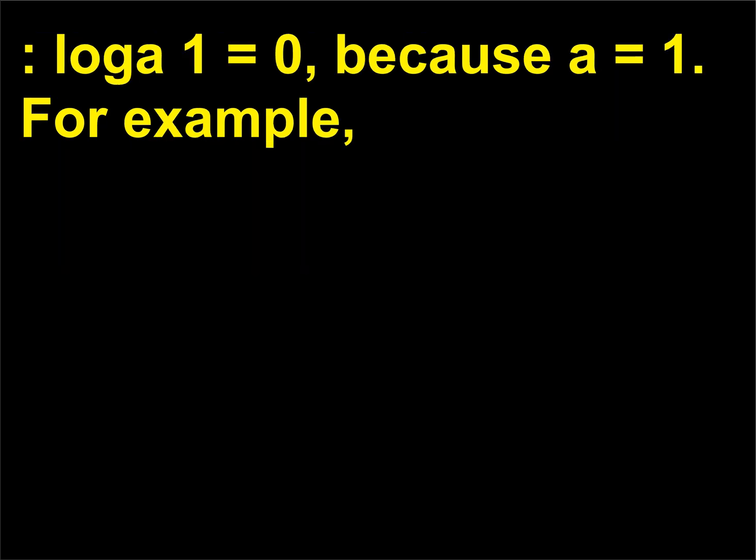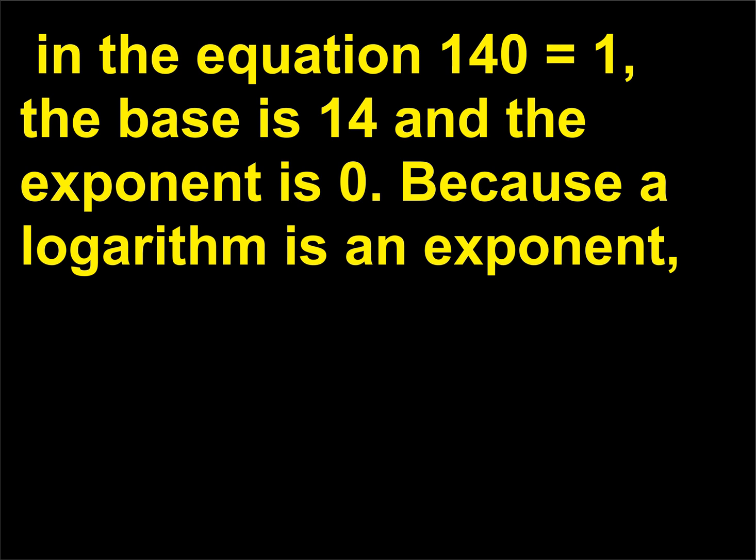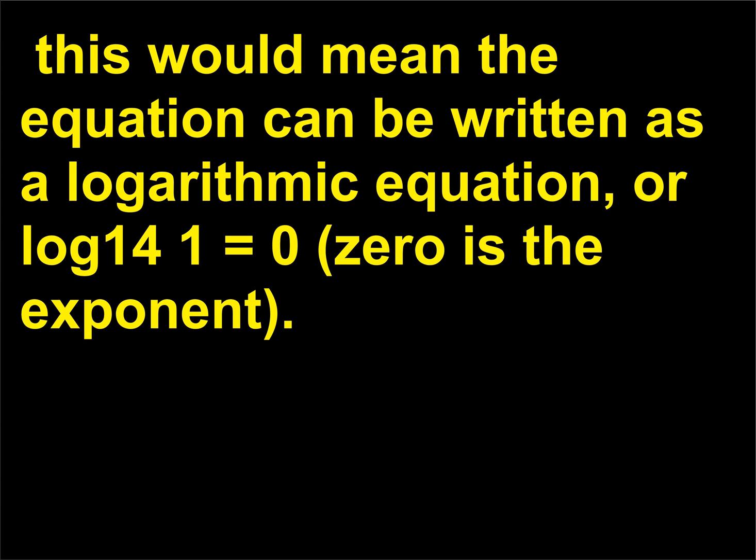Log a 1 equals 0, because a to the 0 equals 1. For example, in the equation 14^0 equals 1, the base is 14 and the exponent is 0. Because a logarithm is an exponent, this would mean the equation can be written as a logarithmic equation, or log base 14 of 1 equals 0, where 0 is the exponent.